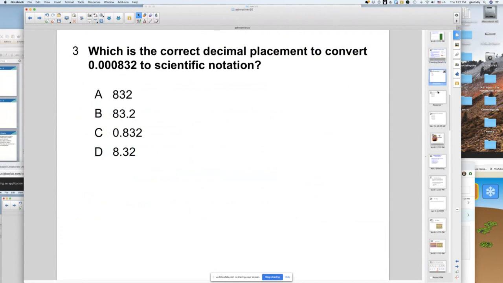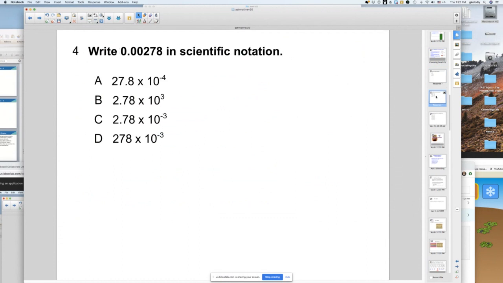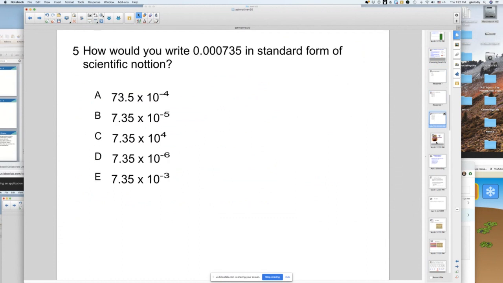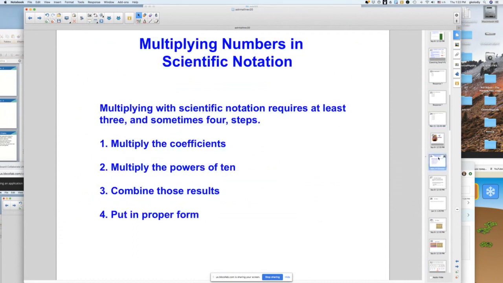Okay, so this is like before. I'm going to skip a couple here. This is all the same thing that we've done, so I'm not going to do it again. But I'd like to spend a little time on this. So now you've got numbers in scientific notation. You're going to multiply them and then divide them. So how do you do that?